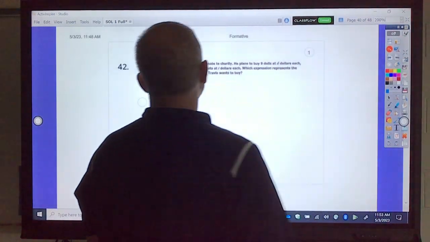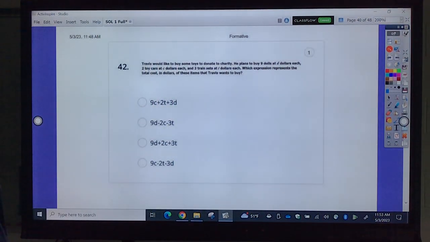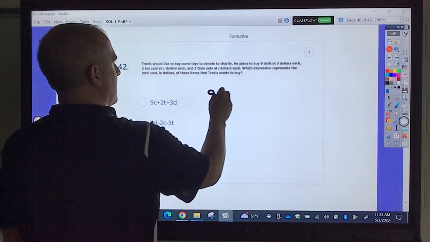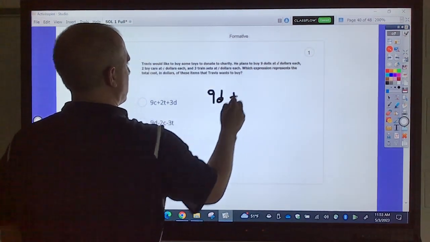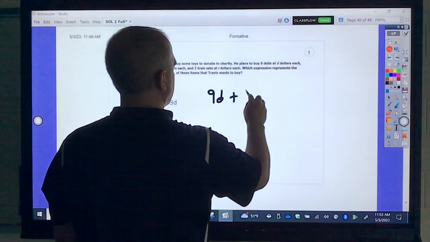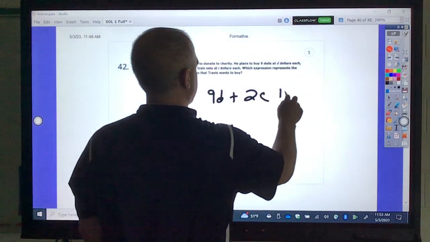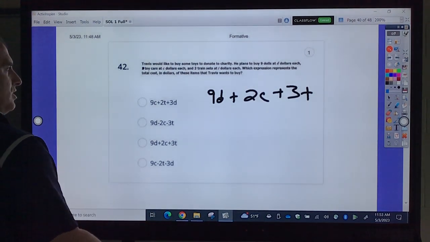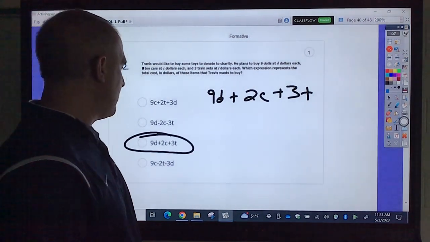Let me blow this up, it's a little too small. It says Travis would like to buy some toys to donate to charity. He buys 9 dolls at D dollars each, two cars at C dollars each, and 3 trains. Write an expression of the total cost. So very simple: 9D plus 2C plus 3T, because you're adding up the cost, which would be letter C.